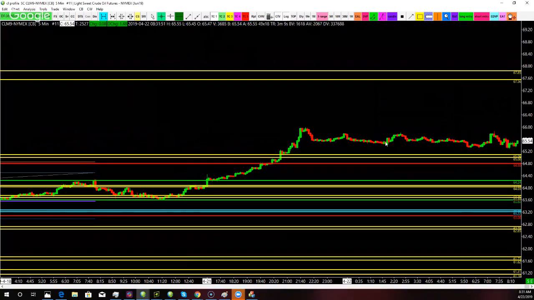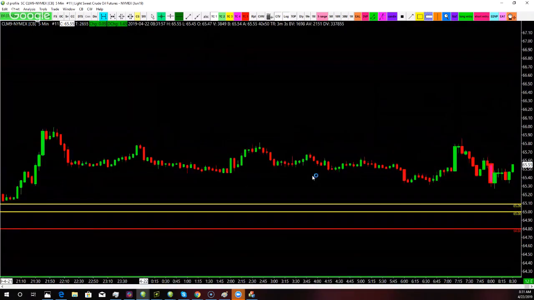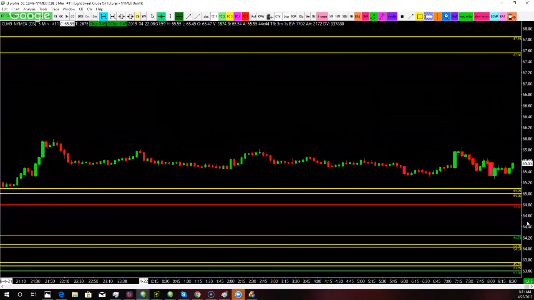We've basically traded sideways. It hasn't done anything, right? All night long, pretty much trading in a tight range. So two things. A, trading in a tight range isn't great. B, they haven't given up any of the rally, right?